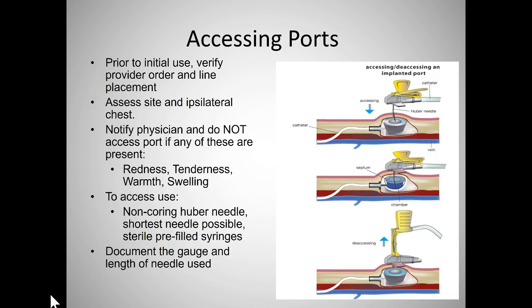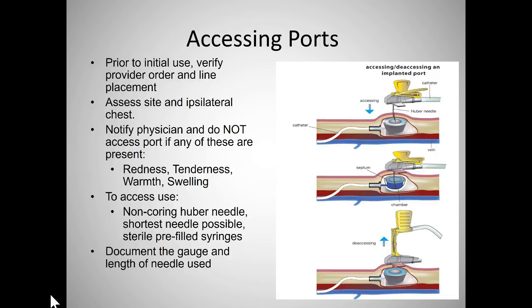Accessing ports. Prior to initial use, make sure you verify the provider order and line placement, and check the access site and ipsilateral chest. Notify the physician, and do not access the port if any of these are present: redness, tenderness, warmth, or swelling. These could be signs of infection. To access, make sure you're using a non-coring Huber needle, the shortest needle possible, and sterile pre-filled syringes. After accessing, make sure that you document the gauge and the length of needle used.